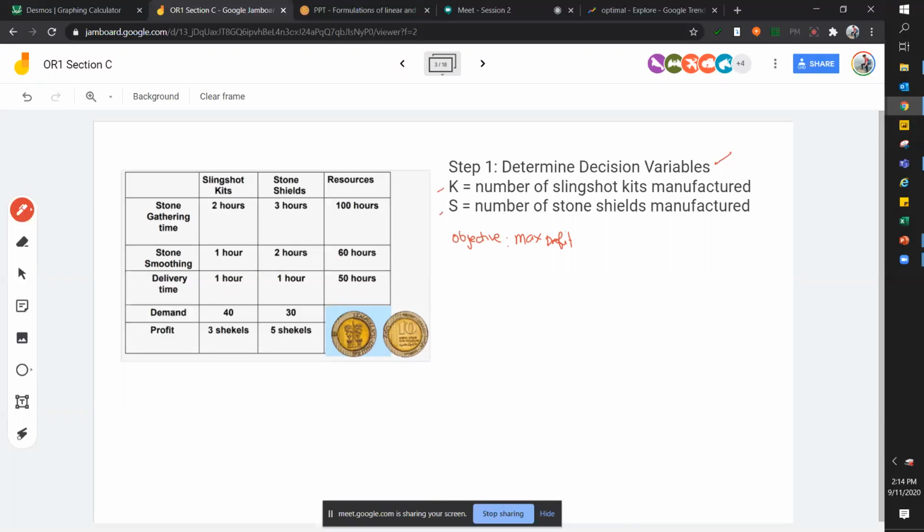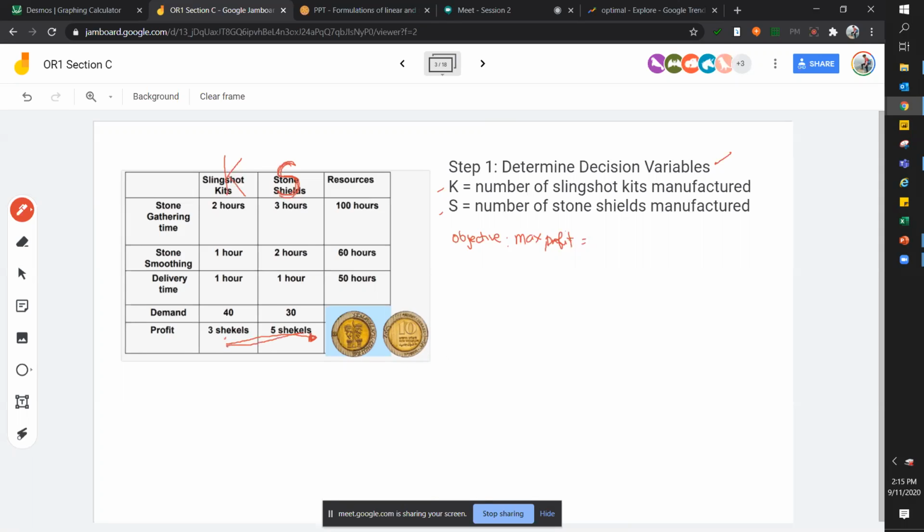Okay, so ito yung maximize profit nga. Ayun, paano natin i-represent siya? Yung maximize profit. Ilalagay natin sa equation. Ano kaya yung tsura nun pag nilagay sa equation? Yan, gumamit tayo ng K and S. So ito, palitan natin, letter K siya. Ito S siya. Okay, so kada slingshot, so ay 3 pesos. 5 piso kada isang stone shield. So paano natin ilalagay yan? Sa equation. Di ba parang papaganon tayo?